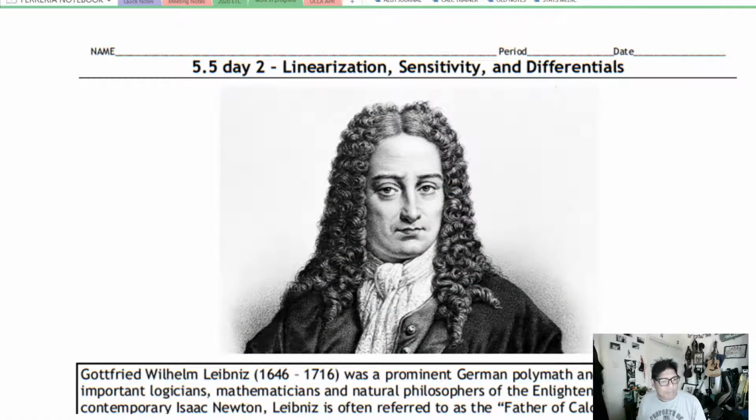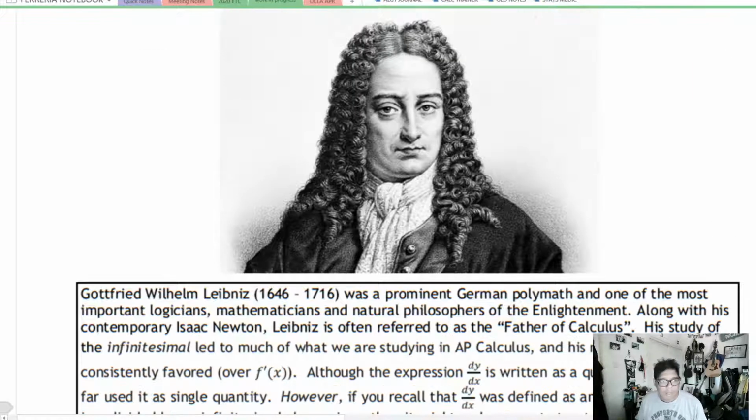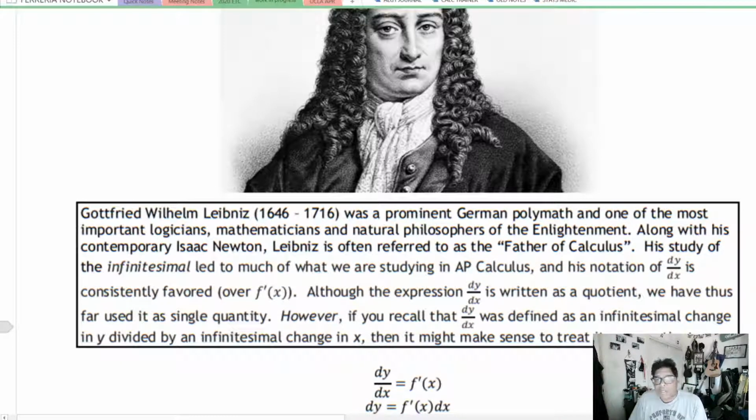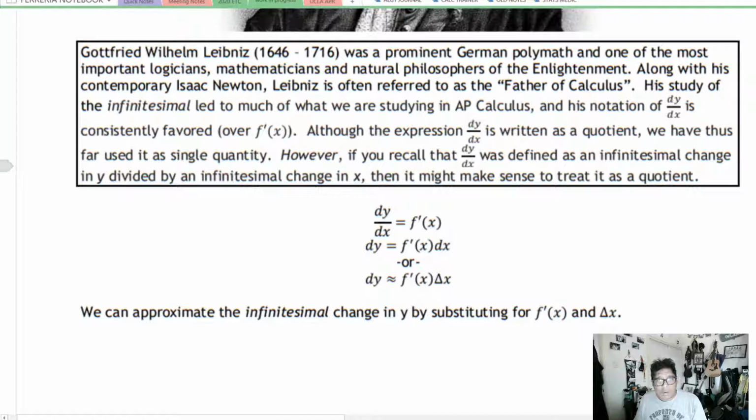So we have Gottfried Wilhelm Leibniz. You can see his dates. He's a prominent German polymath and probably one of the most important logicians, mathematicians, and natural philosophers of the Enlightenment. And of course, he, along with Isaac Newton, are often referred to as the fathers of calculus. His study of the infinitesimal is what led to much of what we're doing in calculus, and the notation that we use, dy dx, is actually the Leibniz notation. Consistently favored over f prime. It gives you a little bit more information than just saying f prime.